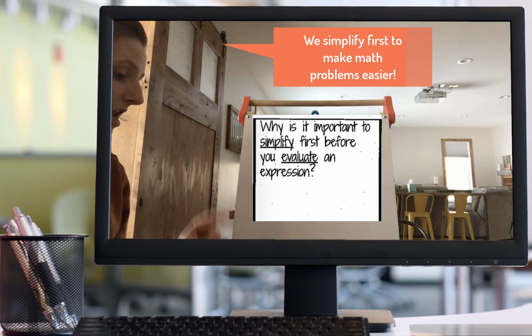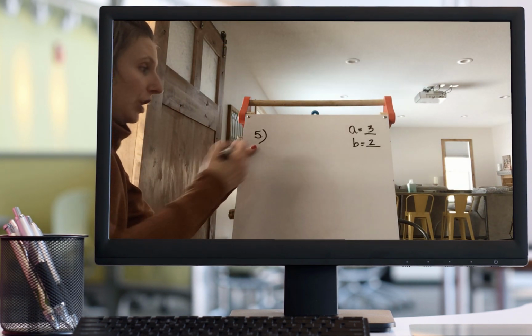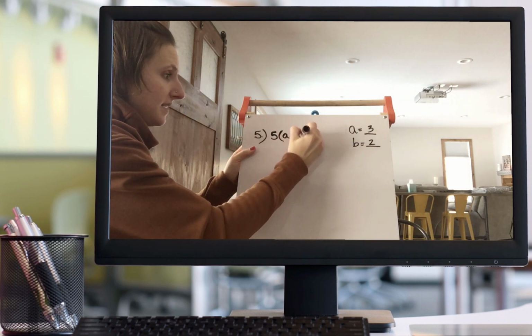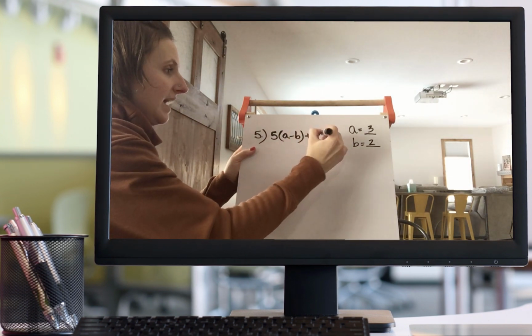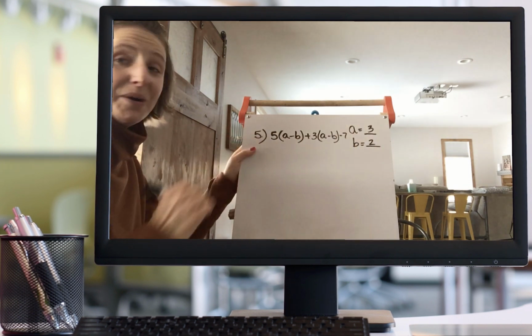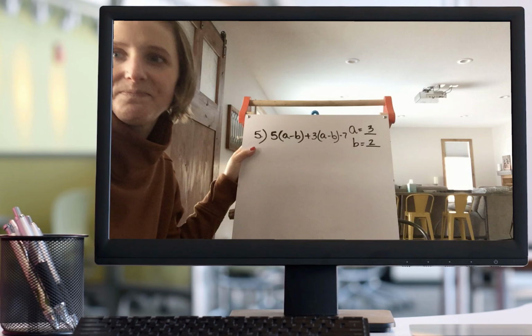All right, number 5, you go ahead, pause the video, and simplify this expression, and then substitute those values in for your variables. Come back and check your answer with mine.